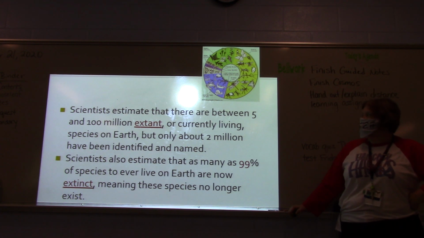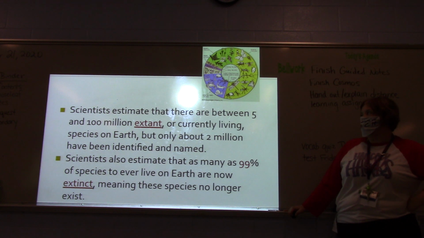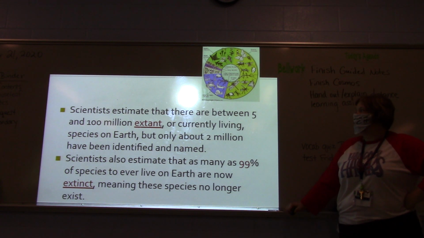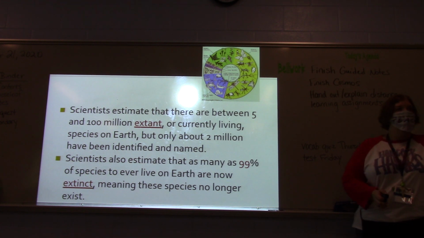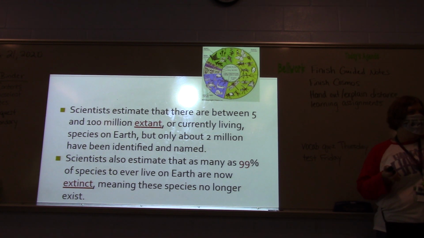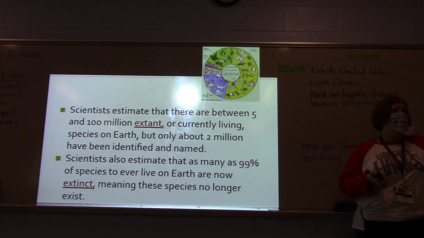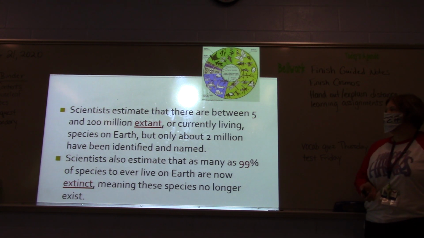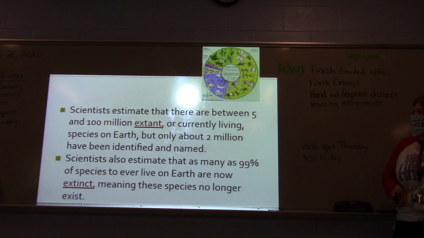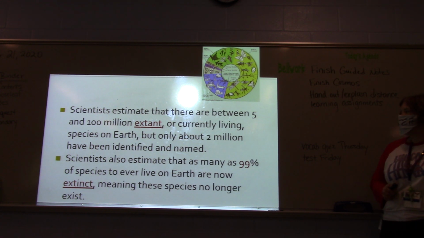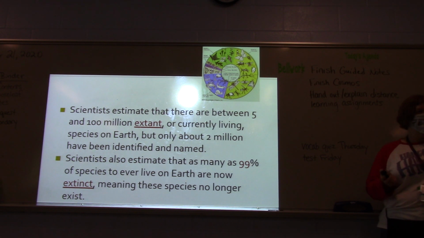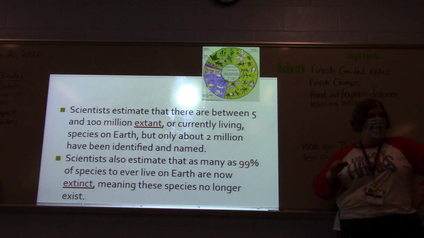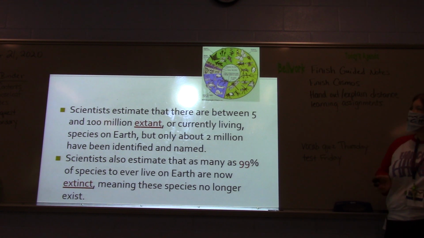So we have between 5 and 100 million currently living species, but only about 2 million have been identified and named. A lot of those are, like they talked about in the Cosmos video, they've identified 500,000 beetles, but not a whole lot of other things. They also estimate as many as 99% of species to ever live on the Earth have gone extinct, which we're going to see in the Cosmos video. They're going to talk about all the different extinctions and what happened in those.